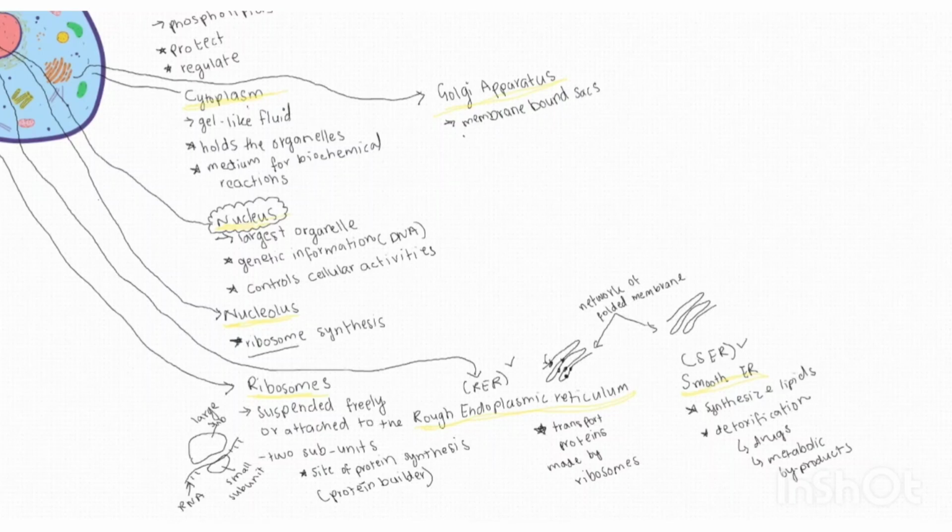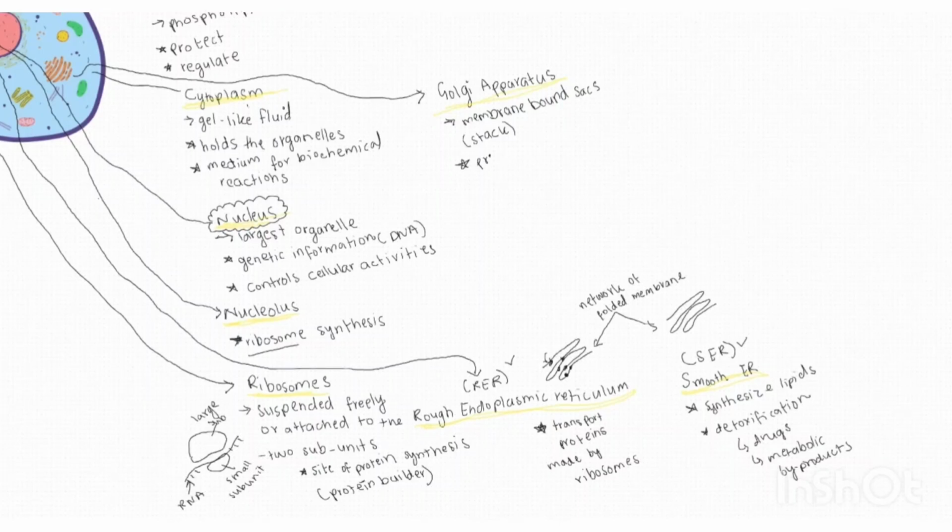These are membrane-bound sacs. They're stacked. So you can see they're all stacked. It's not all connected. Okay, and its function, again, I'm using the stars to indicate the function. Its function is to process and package and transport. So three functions, but all in one. It processes, packages, and transports molecules.